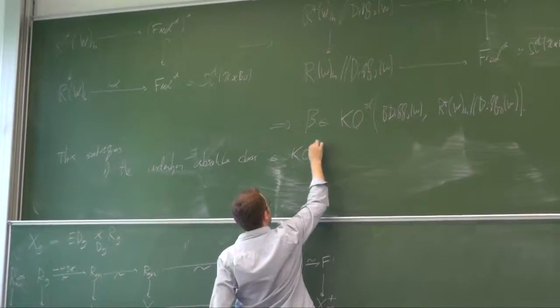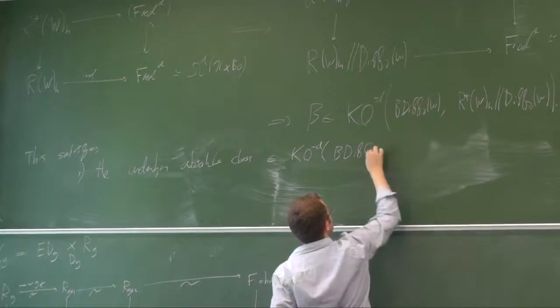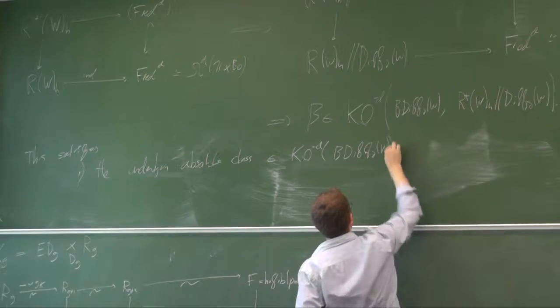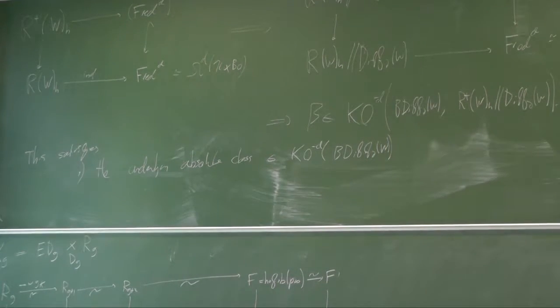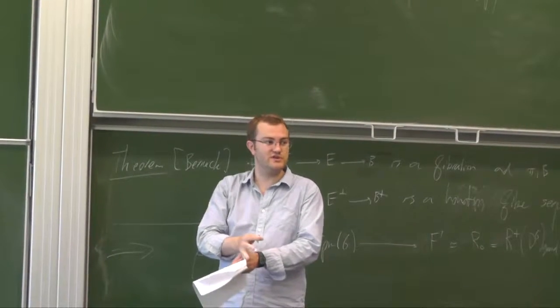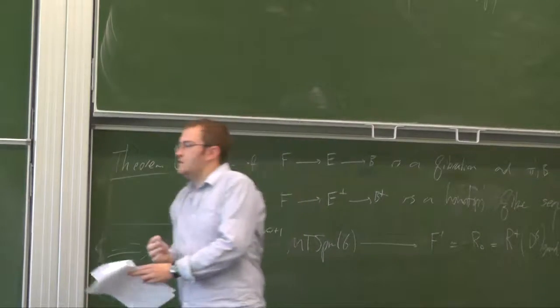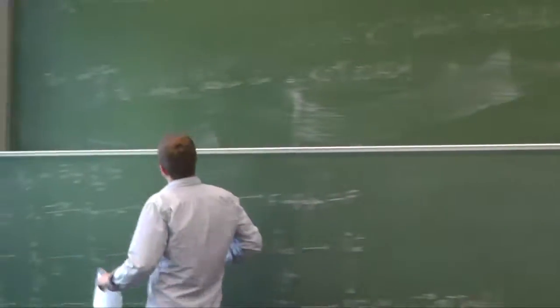So that is in KO minus D of B diff W. And what is this? Well, B diff W has, by definition, this universal family of manifolds of dimension D over it, and it's the family index of that family.